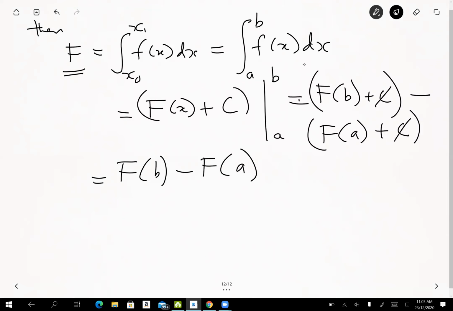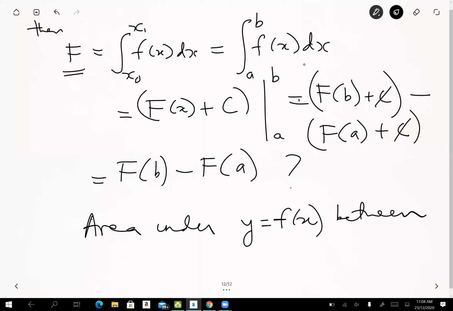Now, what is this thing here? Actually, it's the area under the function y equal to f of x between x equal to a and x equal to b. So that F here is a number. And that number is what? It's the area under the function between the 2 points in the interval.